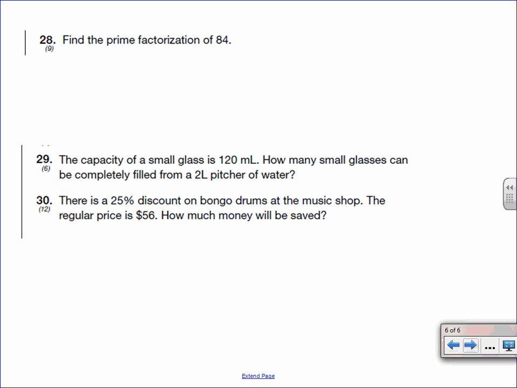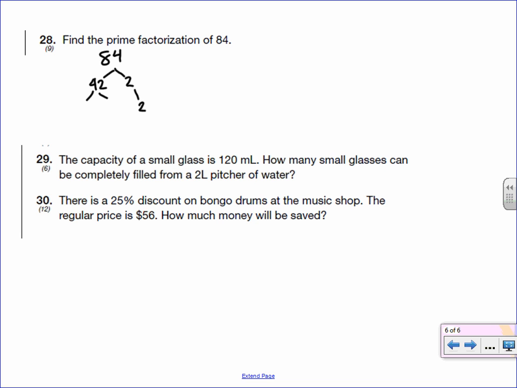Number 28, find the prime factorization of 84. So two numbers that multiply to give me 84: 42 and 2. 2 is already a prime number.